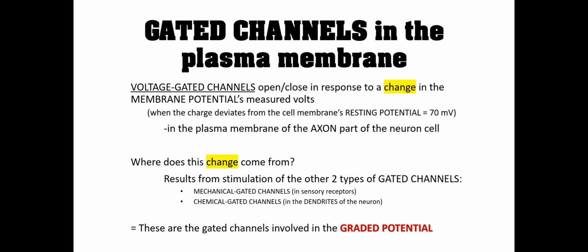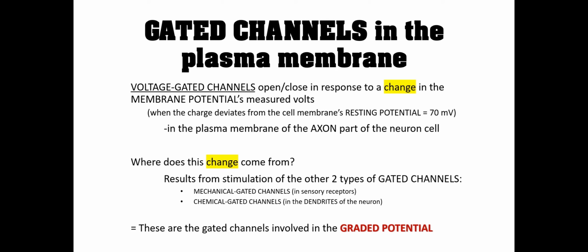So the chemical gated channel gets stimulated in the dendrites of the neuron. It changes the millivolts a little bit. It makes them go from -70 to about -60. So it only increases it. It makes it a little bit more positive, but not much. This is called the graded potential.